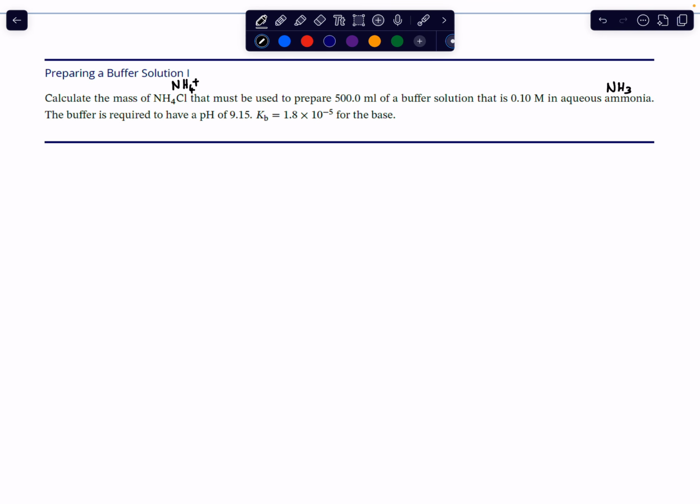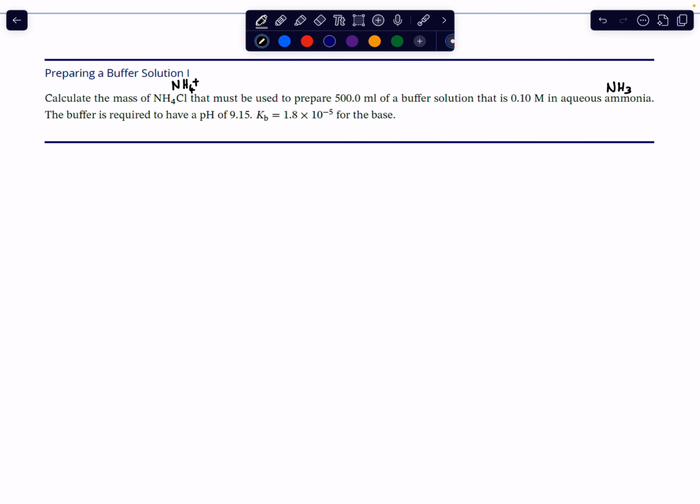right? So ammonium chloride will be a source of ammonium, and that creates a buffer because those two species are an acid-base conjugate pair. Ammonia is the base, the conjugate acid is the NH4+. Some more information about the buffer is that the buffer is required to have a pH of 9.15, and we're given that Kb for the base, so for the ammonia, is 1.8 times 10 to the negative 5.